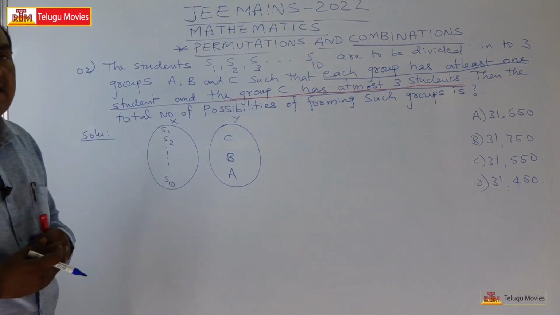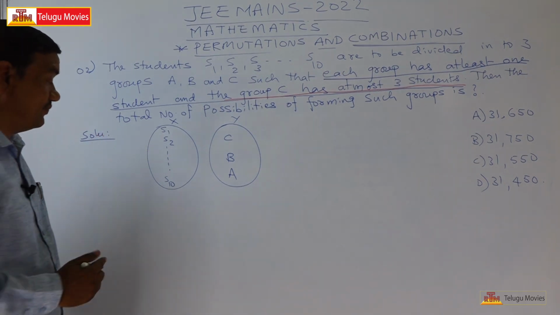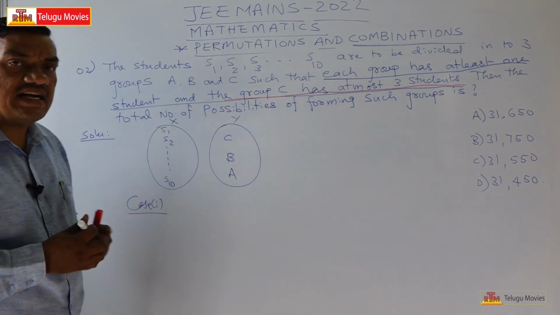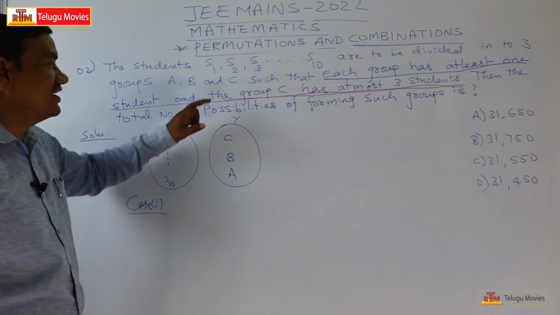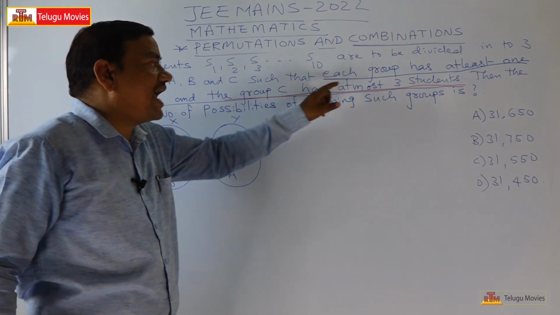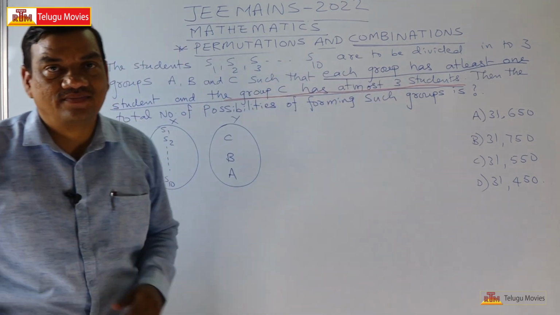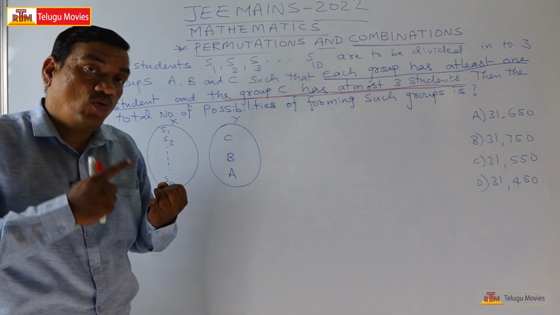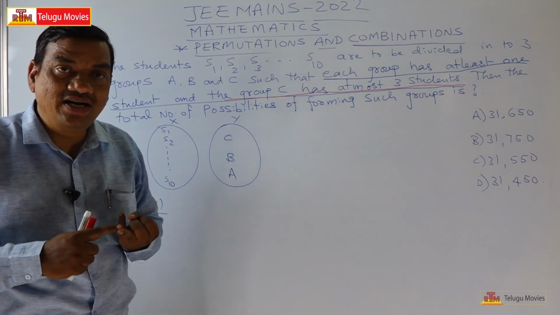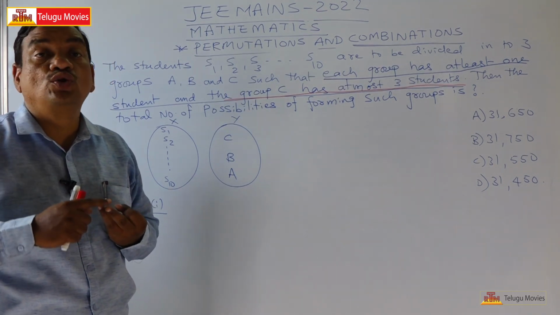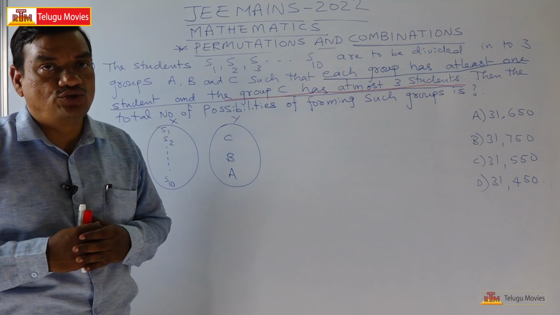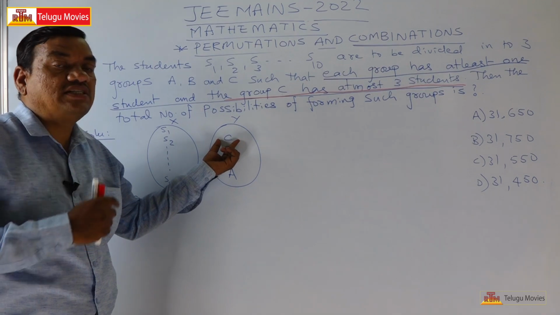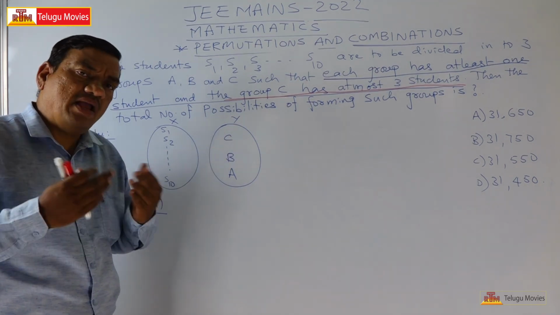Let us see how many possible cases will come. First, case 1: see the condition on C. The group C has at most 3 students. That means the group C may have 1 student, 2 students, or 3 students, but group C cannot have more than 3 students. Only a maximum of 3 students can be allotted to group C.